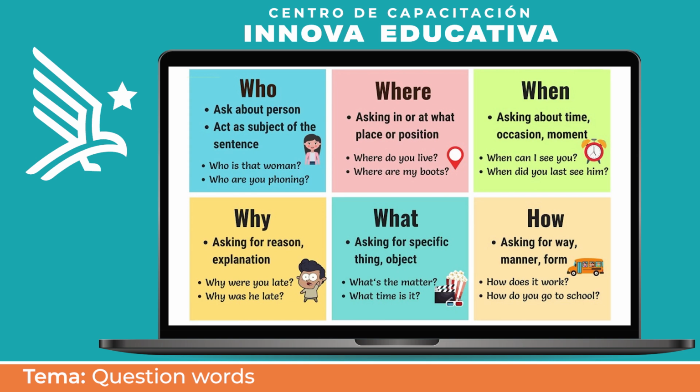The most common English question words are used by English speakers, or when students are learning to speak in English.